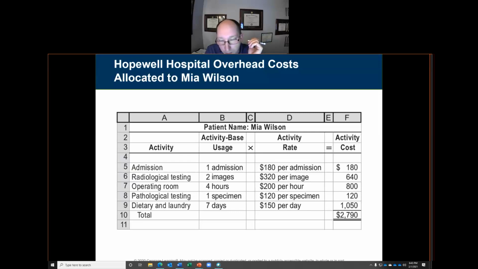So the total overhead for this patient, total factory overhead, the total hospital overhead for this patient was $2,790. We got that by adding up all of the individual units. Make sense? That's how it works for a service business. It's the same concept.